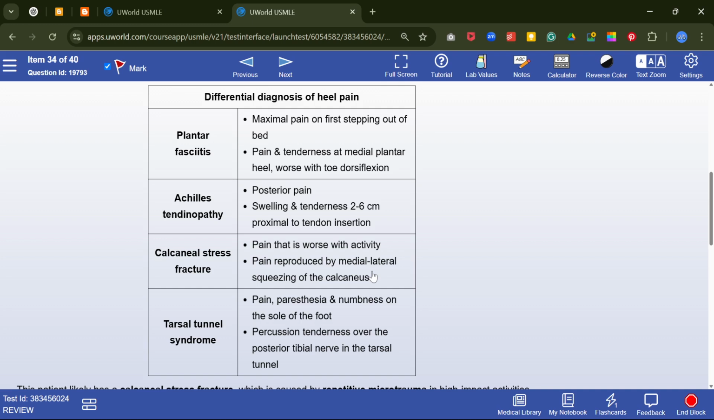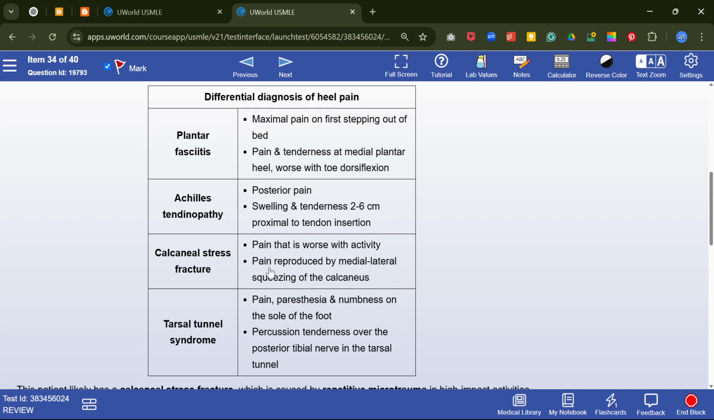Achilles tendinopathy, the next one, is usually posterior pain and usually happens in athletes, often triggered by an increased exercise regimen.